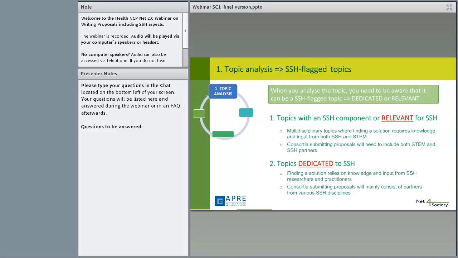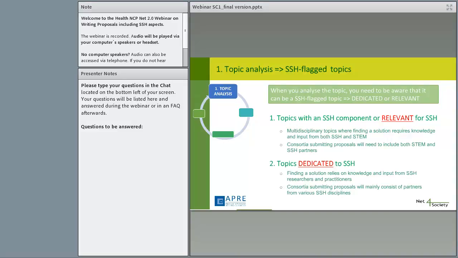How to do this? When you read the topic, you'll face a specific terminology, and you need to identify if this topic is relevant for SSH, for the socio-economic sciences and humanities, or if this topic is dedicated to the socio-economic sciences and humanities. So if the topic is relevant for the socio-economic sciences and humanities, this means that you need to consider multidisciplinary aspects within your proposals. You need to mix STEM and SSH disciplines within your proposals, and also to involve both STEM and SSH partners in your consortium. So again, socio-economic sciences and humanities and science, technology, engineering, and mathematics must work together to reach the results for this topic.